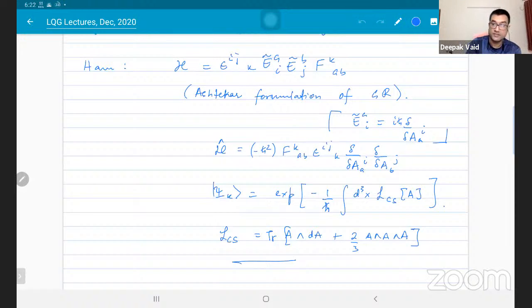Yeah, Mustafa, you can just ask. Go ahead. Is the Gauss constraint first class with the other two, the Hamiltonian and the Diffeo? Yeah, I believe on shell they are. Yes. Okay, thank you.